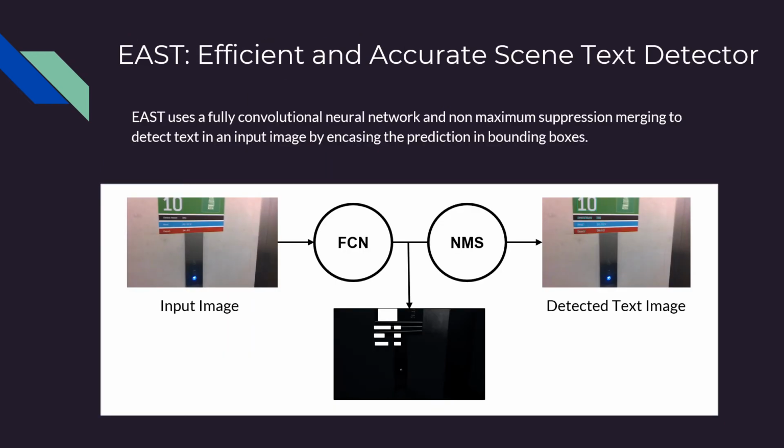Next is our EAST detector block, short for Efficient and Accurate Syntax Detector. EAST uses a fully convolutional neural network and non-maximum suppression merging to detect text in an input image by encasing the prediction in bounding boxes.